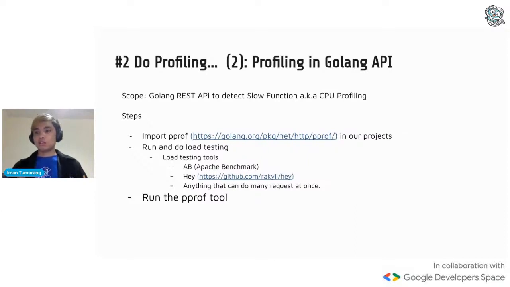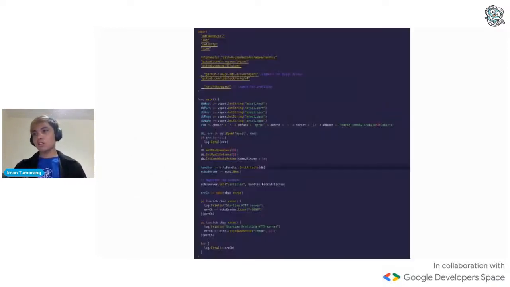And while we do the load testing, we need to run pprof to get the data, to get the insight about our applications. If you can see, I will share this later, but using pprof is really simple. You only need to import pprof and then create a profiling server. So in my application, I open two ports. One is for the application port, and the other one is for the profiling port.